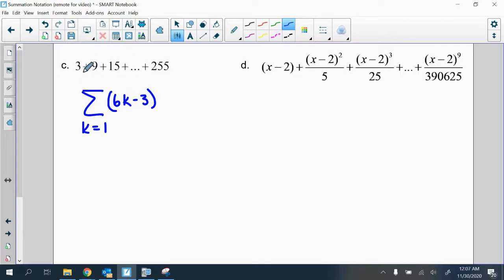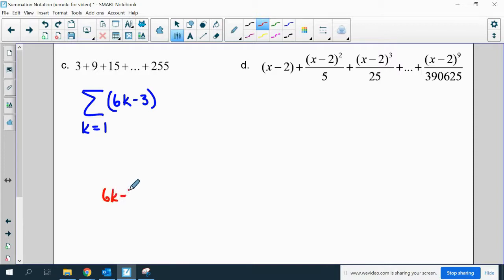And then I would have to figure out how many terms there are up here. And that's something that we learned in the arithmetic sequence video. What we would do is take 6k minus 3 and set that equal to our last term, and then see what value of k would actually make that work. So 6k equals 258. And then when I divide by 6, I get k equals 43. So it's the sum from k equals 1 to 43 of 6k minus 3.